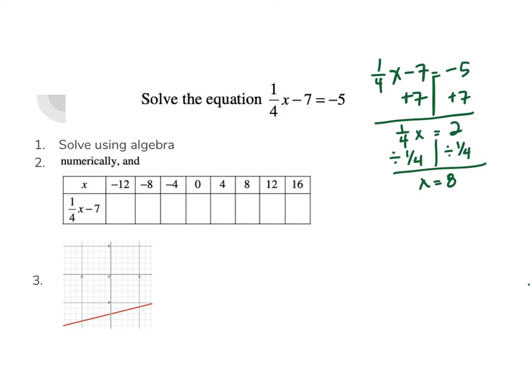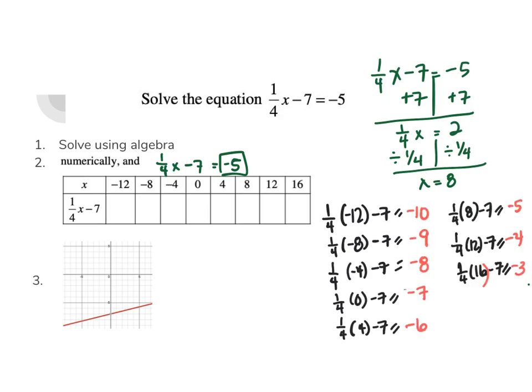I'm going to use the same equation, which is 1/4 x minus 7 equals -5. I'm given various x values, and I'm just going to plug them into the equation and see which ones actually equal the -5. So, for example, I want to use -12. I'm going to do 1/4 times -12 minus 7 and find that value. Then I'm going to use 1/4 times -8 minus 7 and find that value and fill in the table. So stop the video and try that on your own.